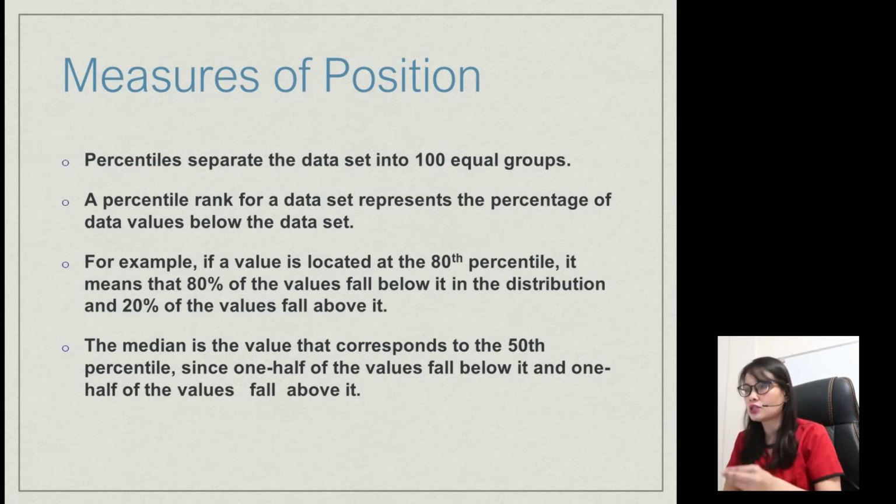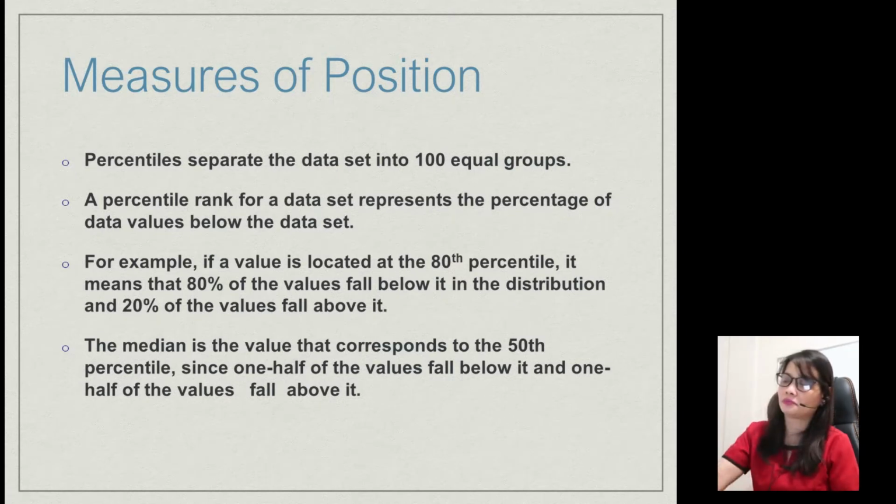The median is the value that corresponds to the 50th percentile, because it's the middle percentile. One half of the values fall below it, and the other half fall above it. So that's the median, the 50th percentile.